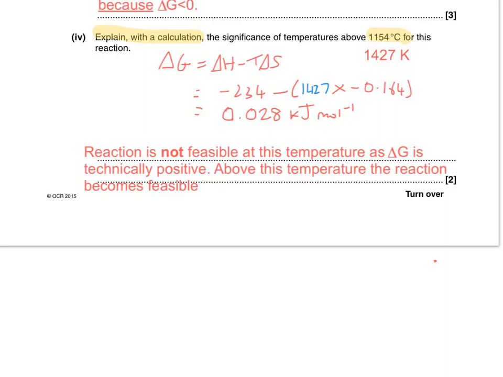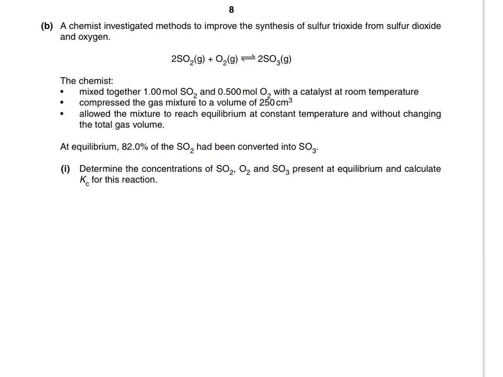So let's now go to the next question. This is one again where I noticed other people got a bit unstuck. So let's go through the question. You have 1 mole of sulfur dioxide and half a mole of oxygen. The volume is 250 centimeters cubed, so instantly you should start to think, should that be in decimeters cubed?